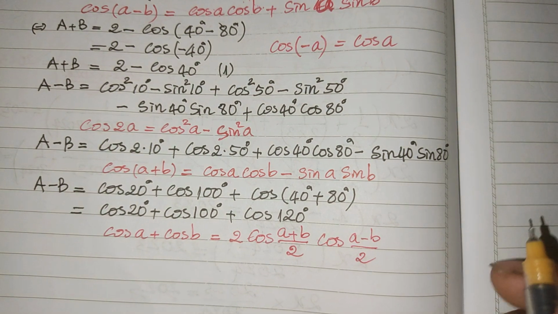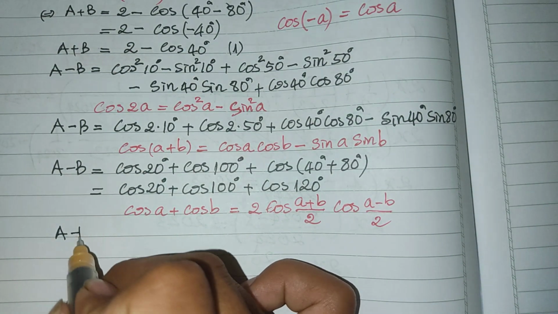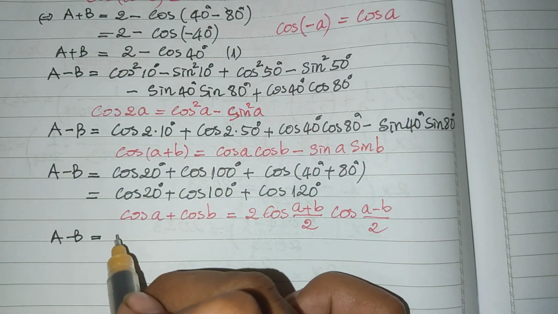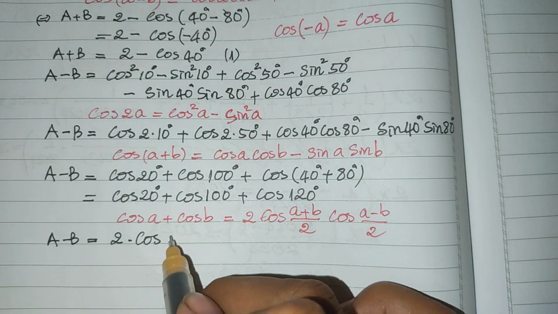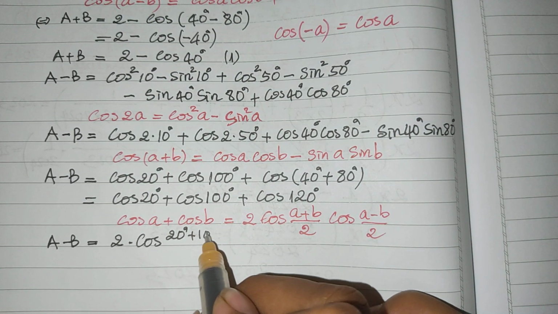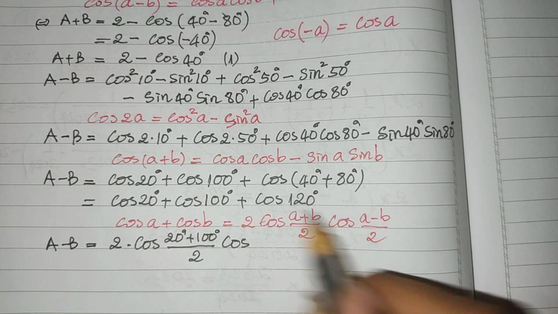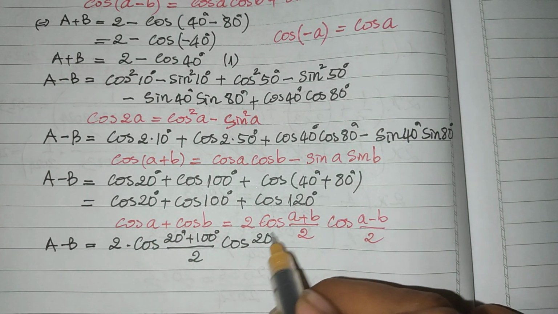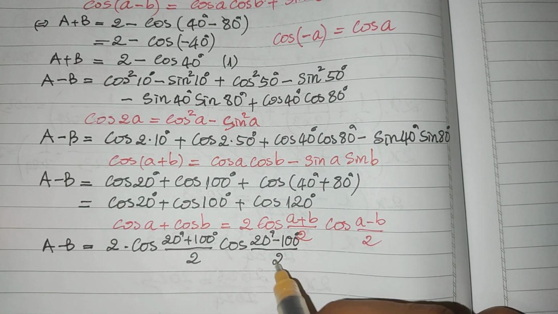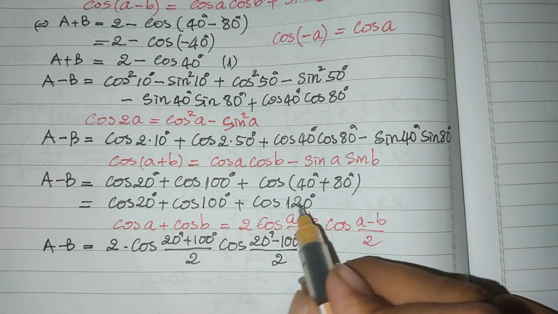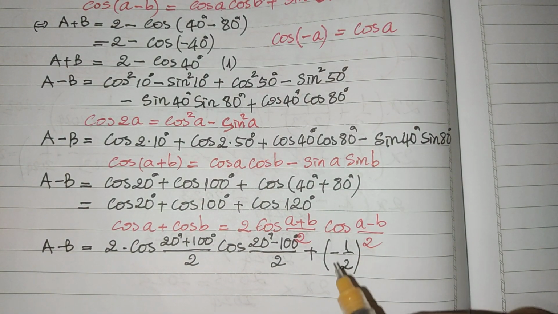And for now we use the formulas. We get this expression a minus b is equal to 2 multiplied by cosine of (20 degrees plus 100 degrees) divided by 2, multiplied by cosine of (20 degrees minus 100 degrees) divided by 2, plus cosine of 120 degrees, which is equal to minus 1 divided by 2.